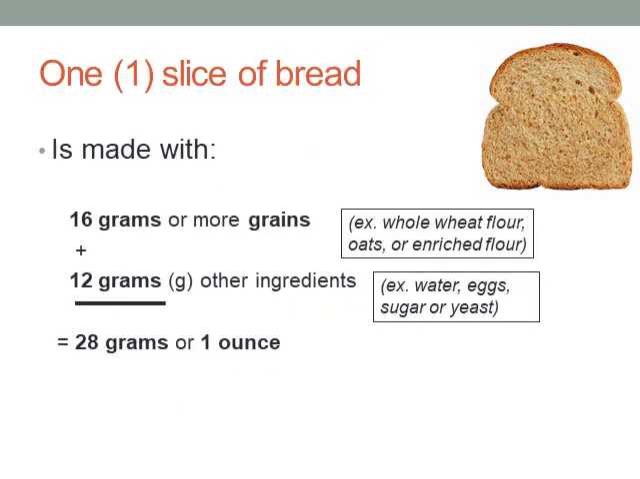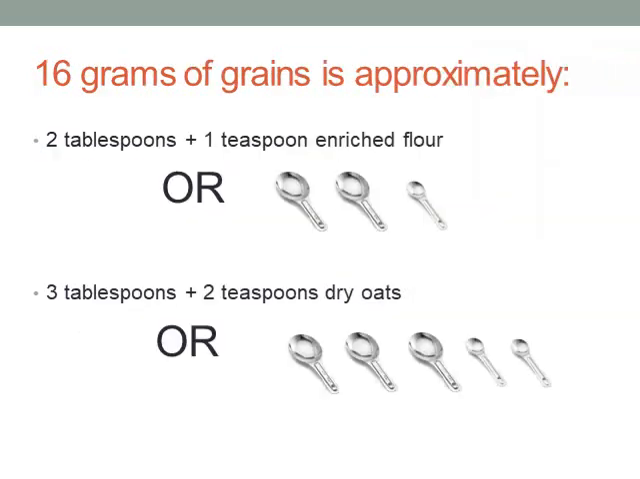For example, 1 ounce equivalent slice of bread is made with 16 grams of creditable grain ingredients such as whole wheat flour, oats, or enriched flour. The rest of the ingredients, like water, eggs, sugar, and yeast, weigh about 12 grams. That adds up to 1 ounce in the final piece of baked bread. It's usually not too hard to get 16 grams of grain ingredients. For example, when you're making a recipe, 16 grams of enriched or whole grain wheat flour is approximately 2 tablespoons plus 1 teaspoon.